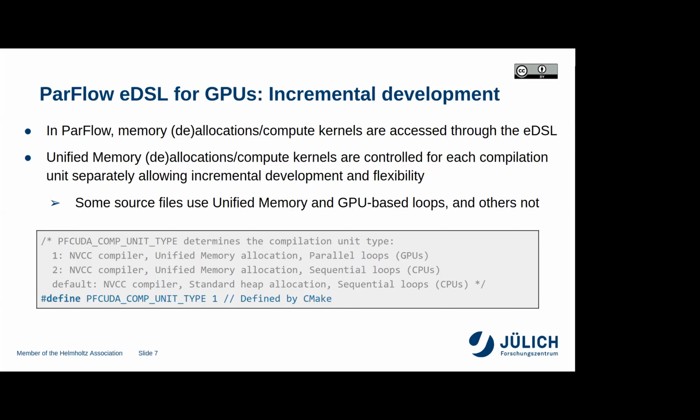And all this is done compilation unit by compilation unit, which allows incremental development and flexibility, and also results in slightly better performance because we can only use unified memory and GPUs for compute kernels where this is actually beneficial. So in other words, this means that loops in some source files may run on the CPU and in others on the GPUs, even if they use the same looping macro.